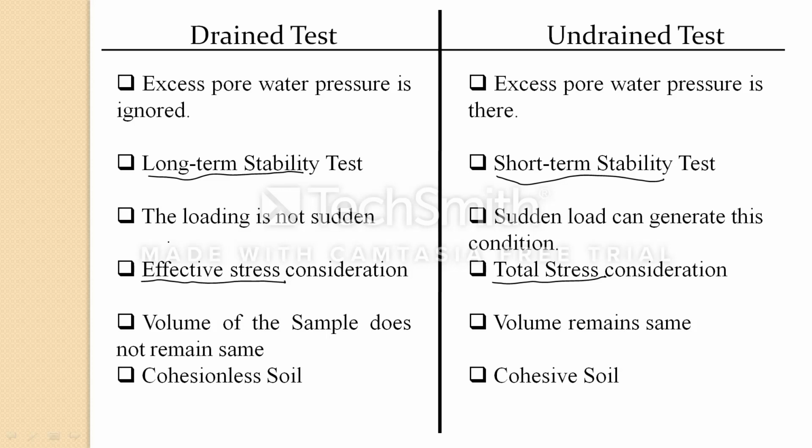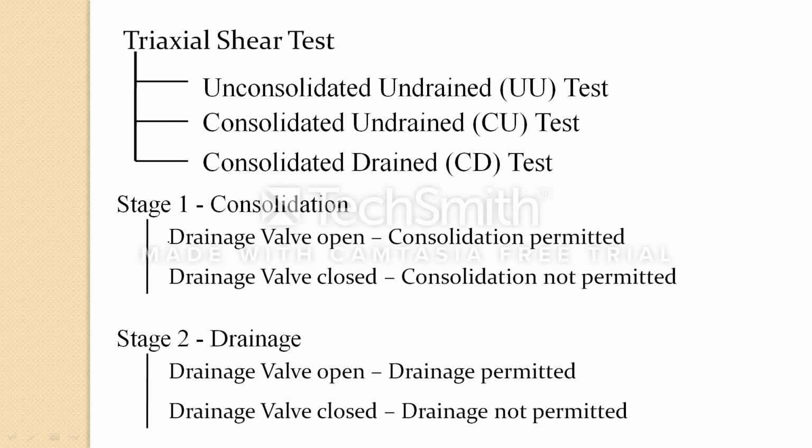Now, the next one is the triaxial shear test. The triaxial shear tests are mainly of three types. One is the unconsolidated undrained, in short the UU test, the consolidated undrained CU test, and the consolidated drained CD test. Now, in these three types of tests, one thing is quite clear: there are two stages. Number one is consolidated or unconsolidated, and number two is either undrained or drained. That means there are two stages: one is the consolidation stage and the other is the drainage stage.